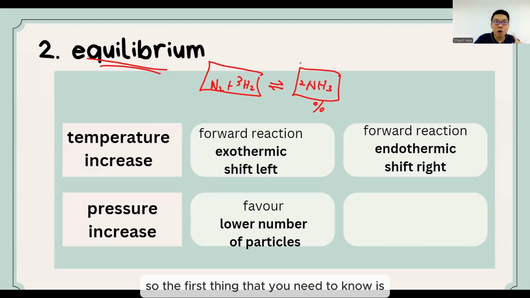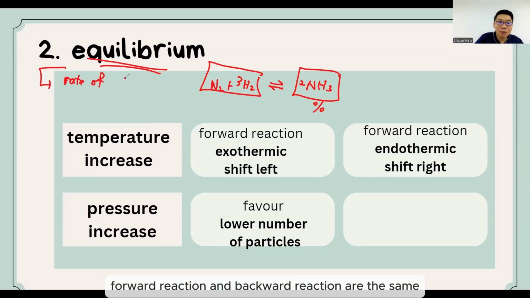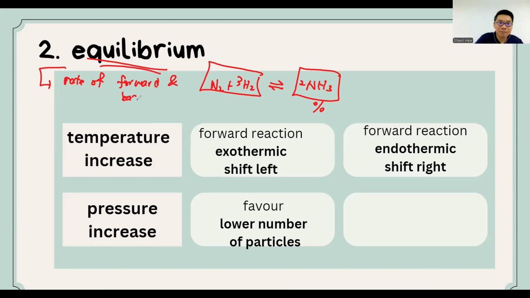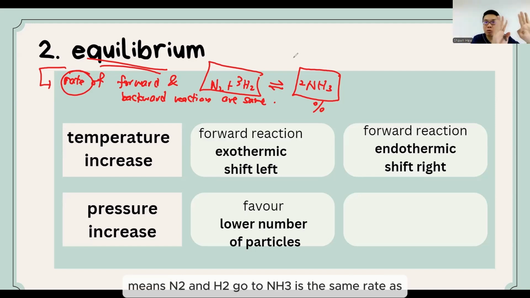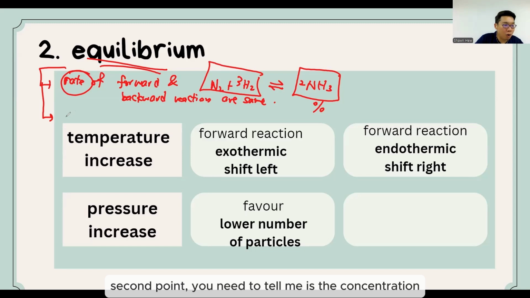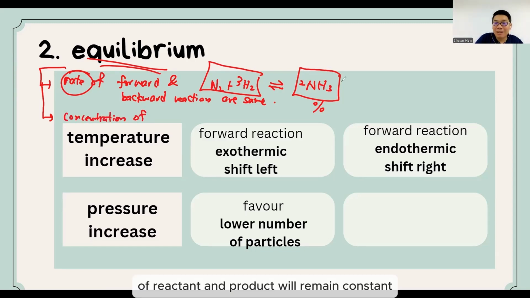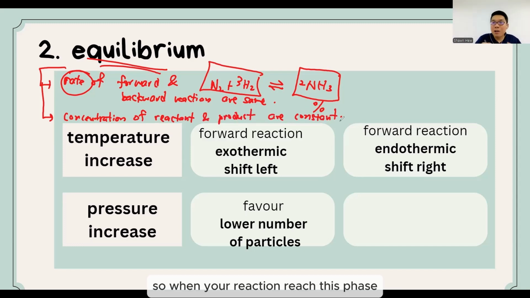So the first thing that you need to know is when equilibrium happens. Equilibrium happens when the rate of forward reaction and backward reaction are the same. So the main thing is the rate: nitrogen and H2 going to NH3 is the same rate as NH3 going back to nitrogen and hydrogen. The second point you need to tell me is the concentration of reactant and product will remain constant. So when your reaction reaches this phase, then they are in equilibrium state. So when they reach this equilibrium, you can't change the percentage of ammonia anymore.